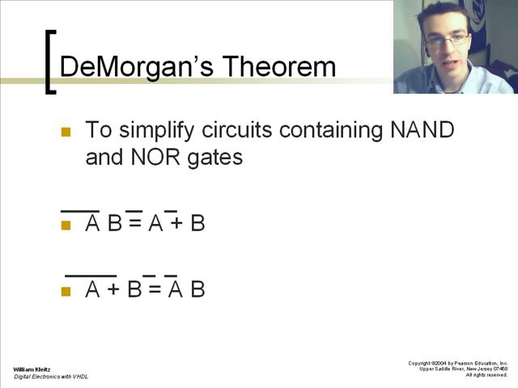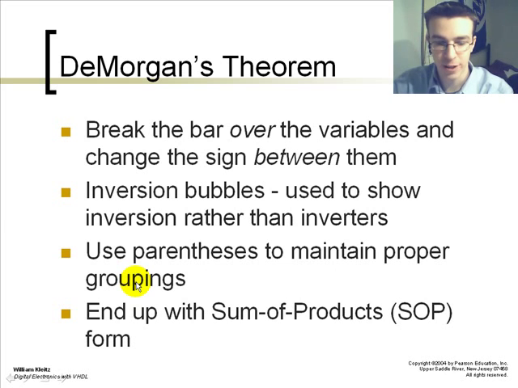The first form of reduction is DeMorgan's theorem. This is used to simplify circuits containing NAND and NOR gates, or more than one negative sign in the equation, as shown by these two examples below. DeMorgan's theorem states you break the bar over the variables and change the sign between them. Inversion bubbles are used to show inversion rather than inverters. Use parentheses to maintain proper groupings. You end up with sum of products, SOP, form.